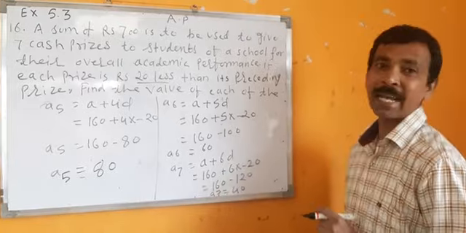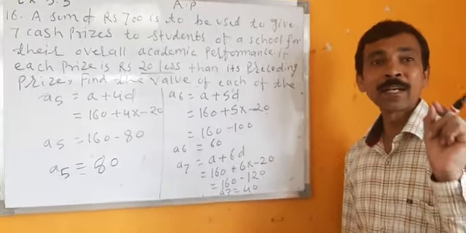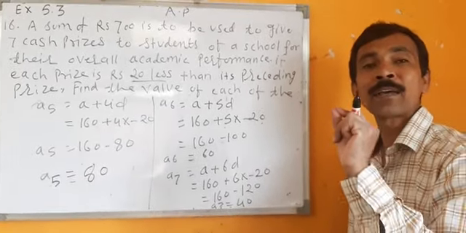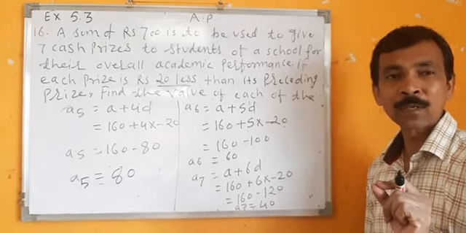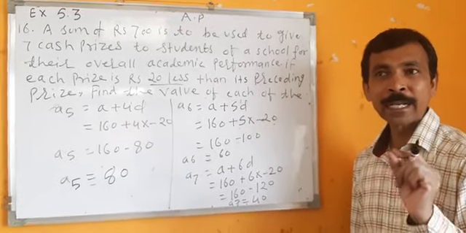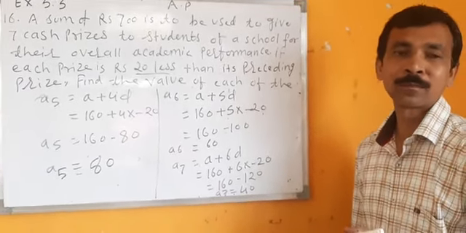So the 7 cash prizes are, which are the 7 cash prizes? A1, A2, A3, A4, A5, A6, A7 means 160, 140, 120, 100, 80, 60 and 40 respectively.